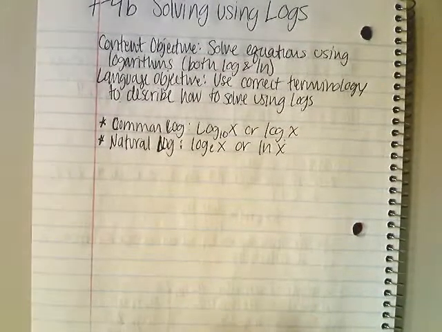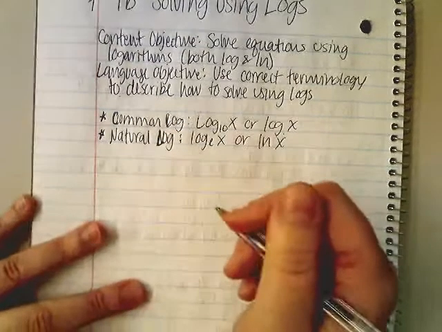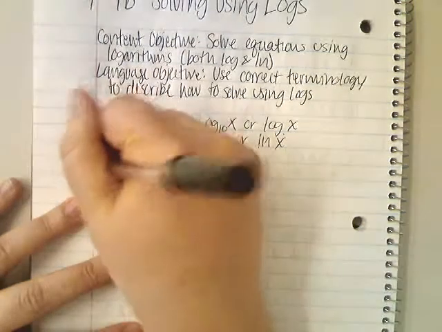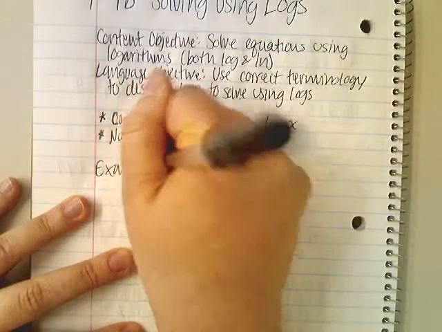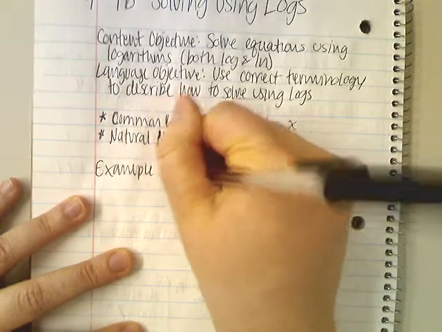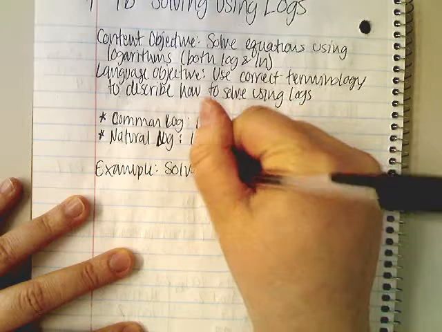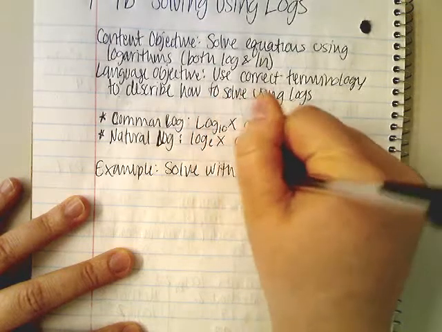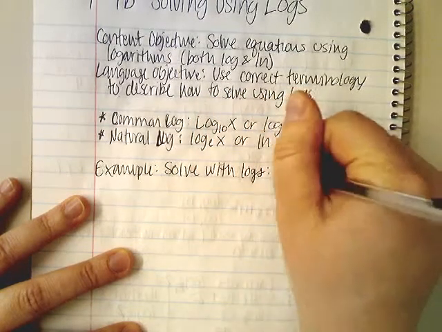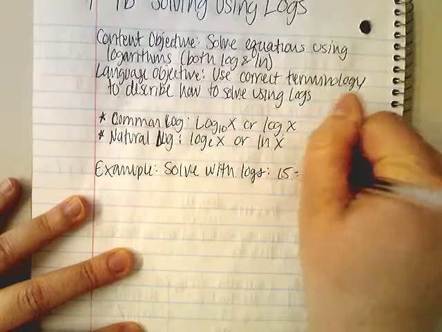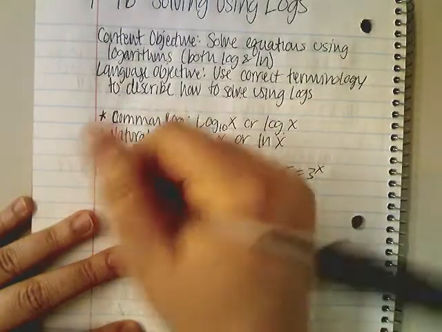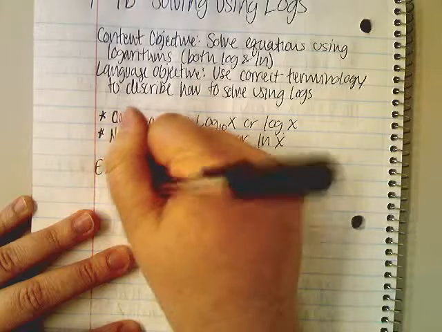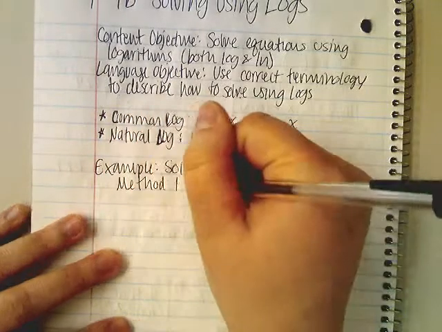So I want to tie this into stuff we've been doing before. For our first example, solve the following problem with logs. We have 15 equals 3 to the x. So I'm going to do method 1 first because this is what we've been doing previously.